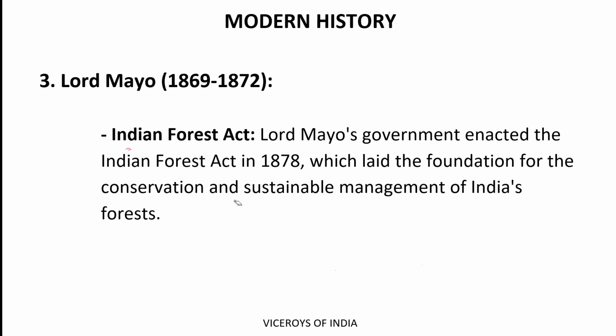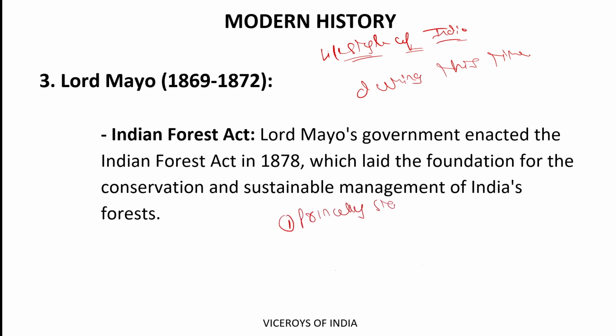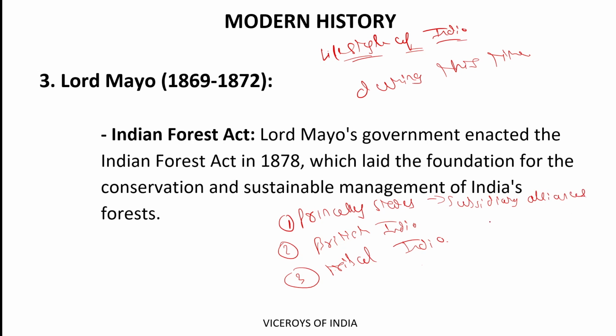So what was the Indian Forest Act? Before understanding the Indian Forest Act, we must understand the lifestyle of India during this time. Students, this was a time period when India was divided into several categories like the princely states, thereafter the British India, and third was tribal India. The princely states are those states which hadn't been defeated by the British or had signed subsidiary alliances. So only two types of princely states could sustain at that time: either the state had not been defeated or had signed a subsidiary alliance.